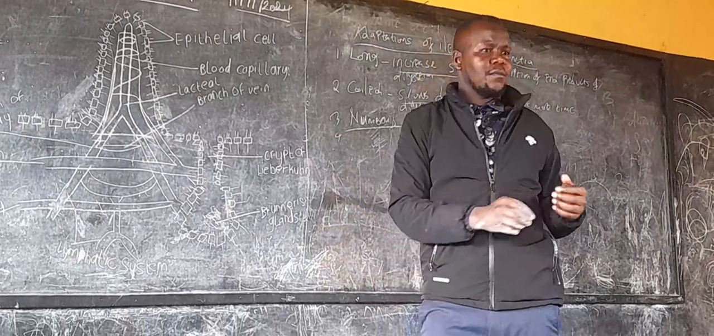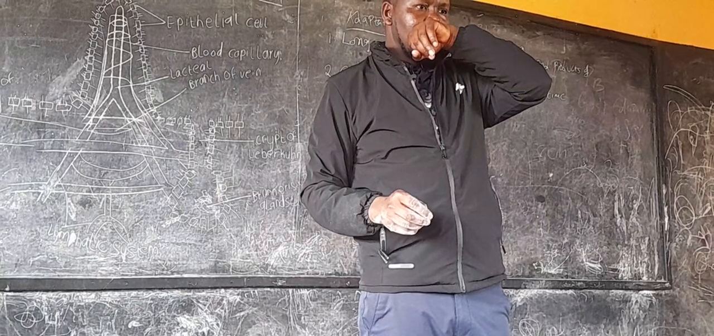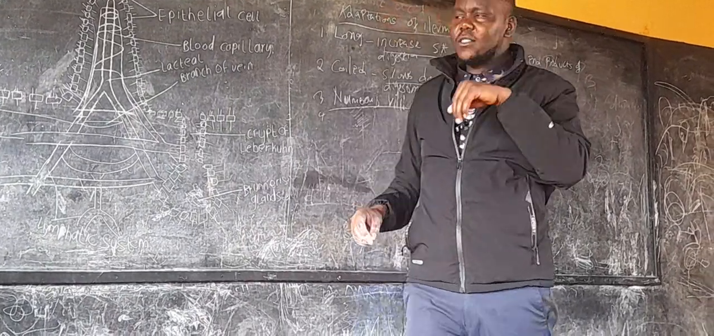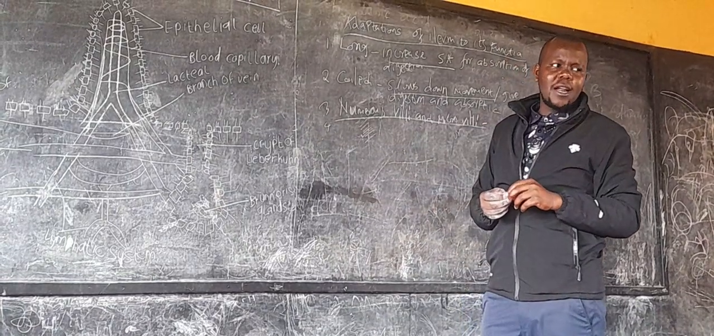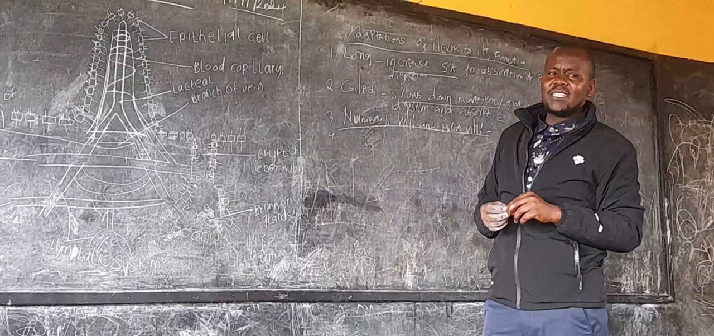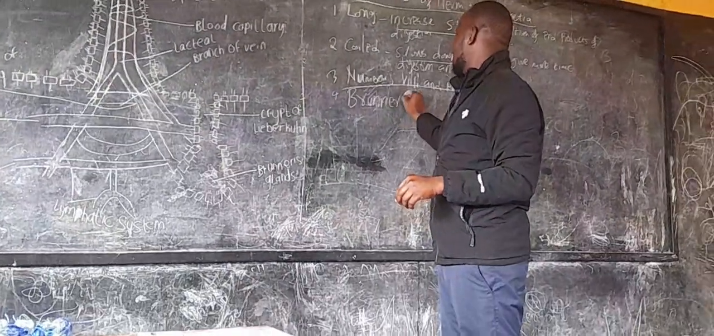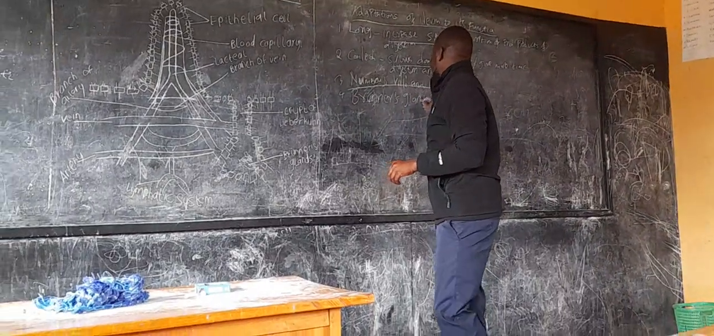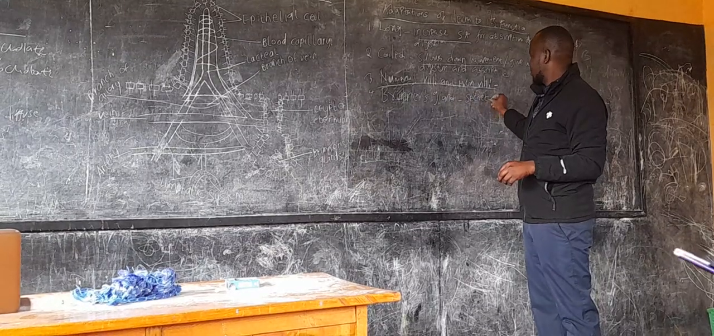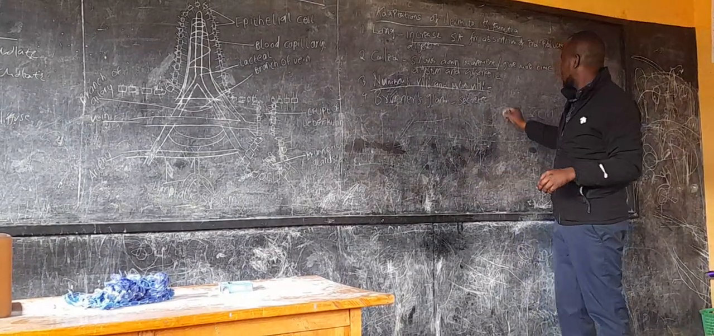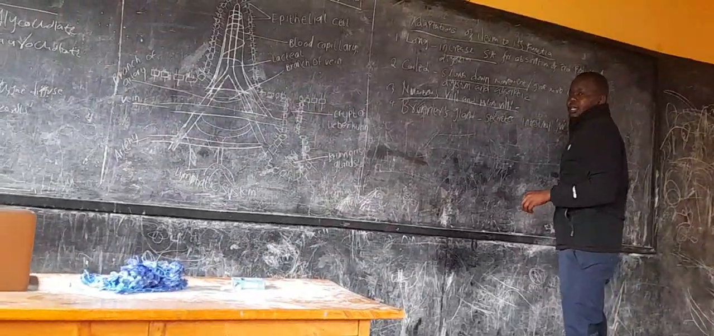Which one is the fourth? They have glands. Which gland is that? At the crypts of Lieberkuhn, we have the Brunner's gland. What is the role of this gland? It secretes intestinal juice.